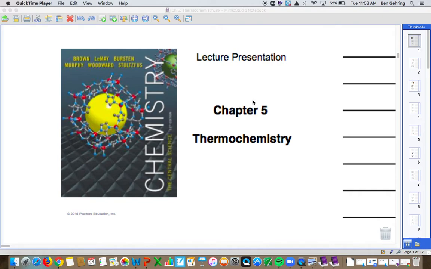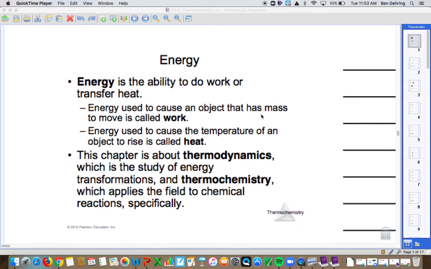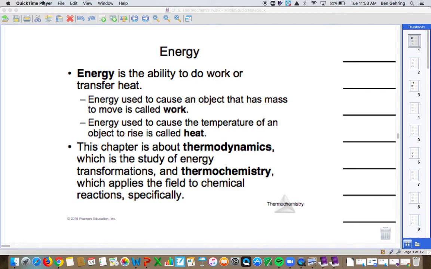Hello and welcome to today's lesson on energy and energy within a chemical reaction. To start with, we need a definition. So energy is the ability to do work or transfer heat.